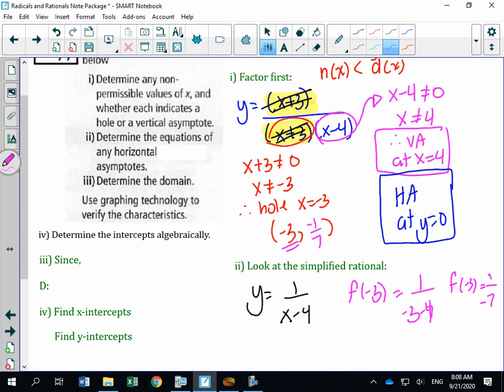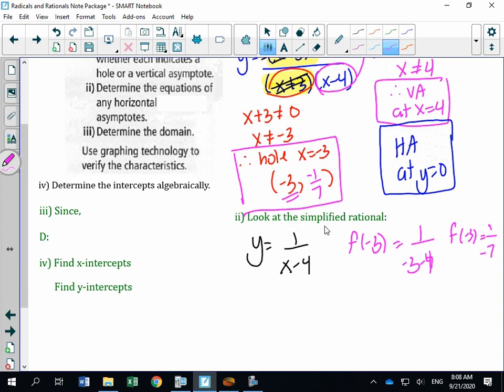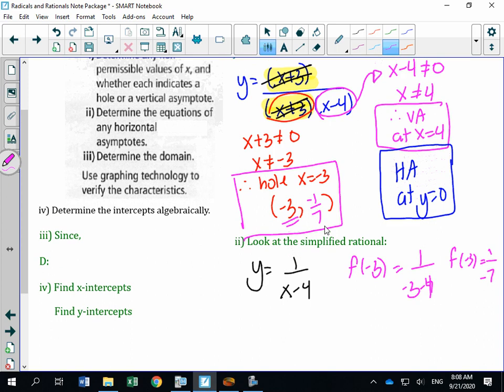So that's my hole, and remember, holes are commonly called points of discontinuity. So again, this graph has a vertical asymptote, a horizontal asymptote, and a hole. And now we're going to talk about domain and range. For the domain and range, what we're going to do is look at the graph.